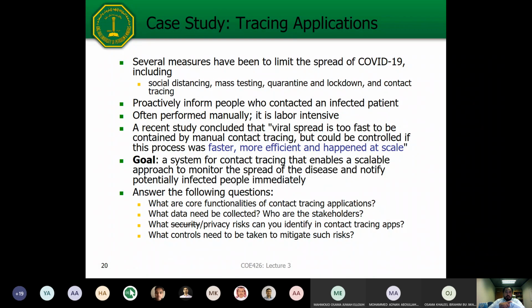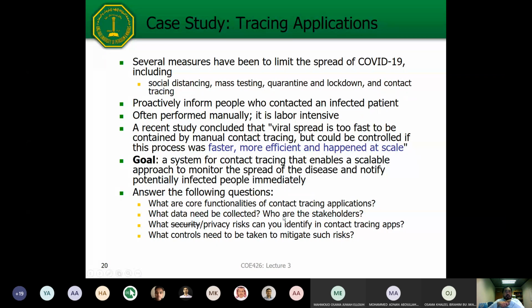What I would like you to do is get together in groups and think about the core functionalities. I already mentioned them, but also think about what other functionalities you want from these contact tracing applications. What data needs to be collected? Is GPS location enough? Phone numbers? What kind of data needs to be collected in order to achieve the functionalities in the first question?